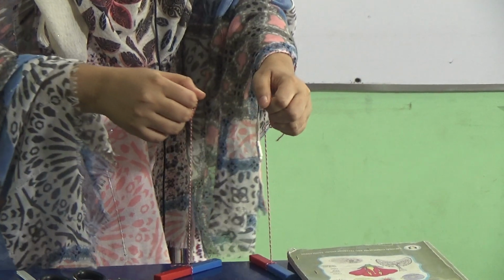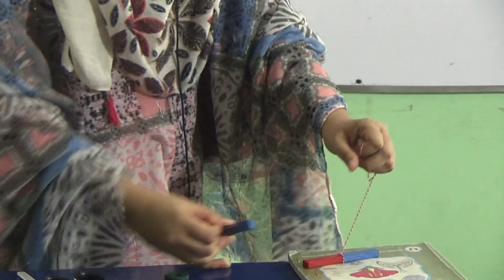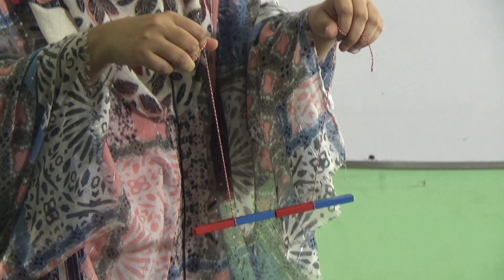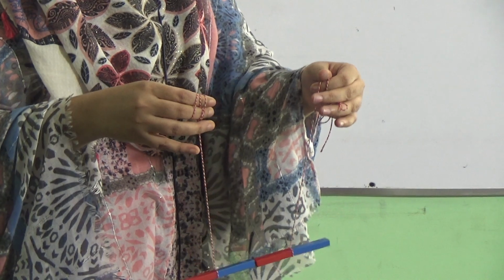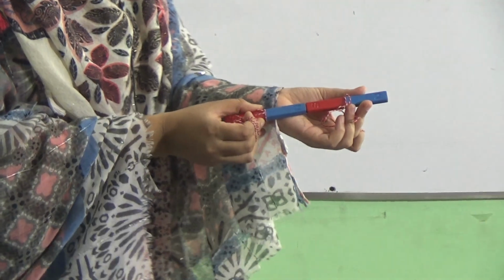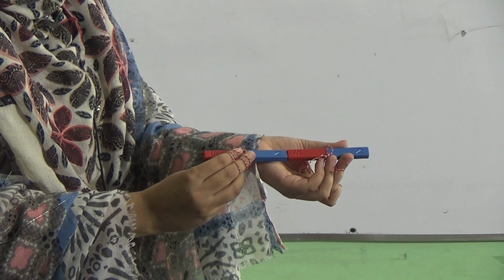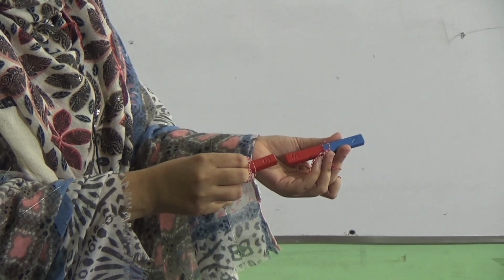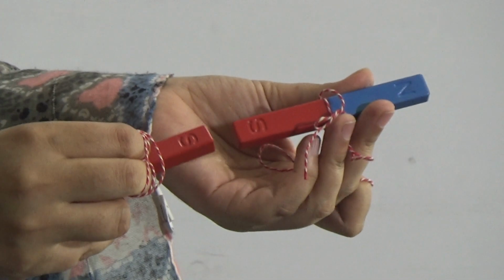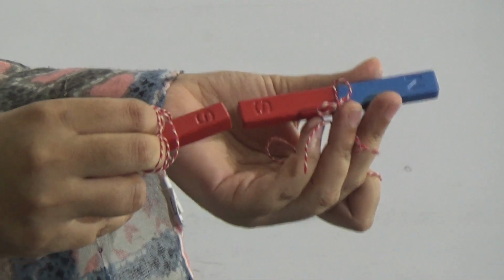Now you know the blue part is north pole and the red part is south pole. Look at this. North pole attracting south pole. See this side, north pole attracting south pole. If we keep this side south pole and south pole, it will not attract, it is repelling. See, it will not attract, it will repel.